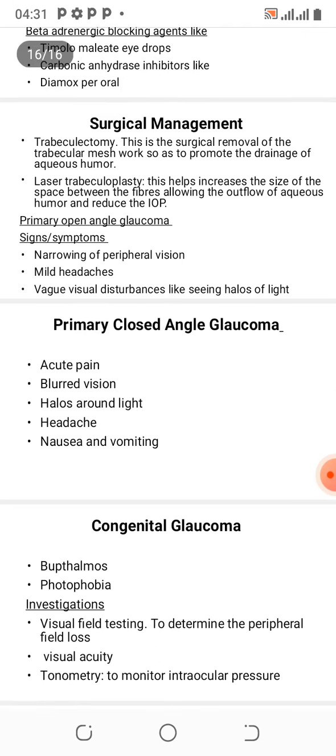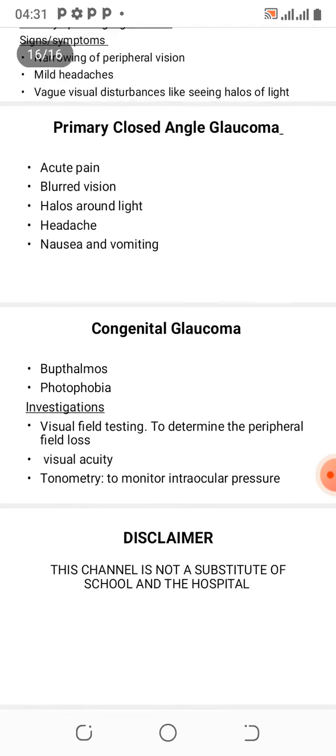Before we come to the treatment, what are some of the signs and symptoms? There is acute pain, which is mainly in closed angle glaucoma. There will be blurred vision. Remember, these are just general signs and symptoms. They are not specific to primary closed angle glaucoma only. So the acute pain is common in closed angle glaucoma, and there will be blurred vision.